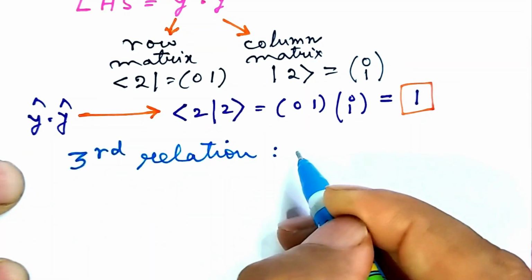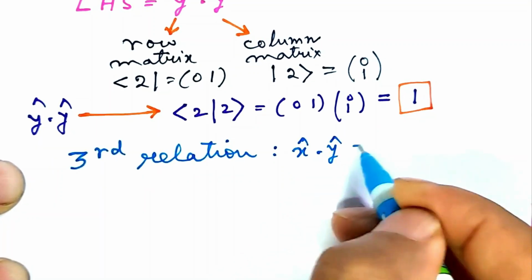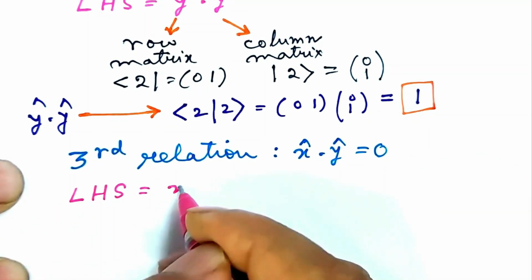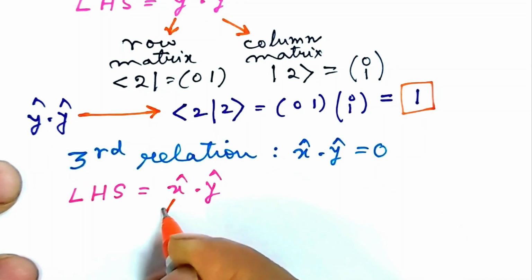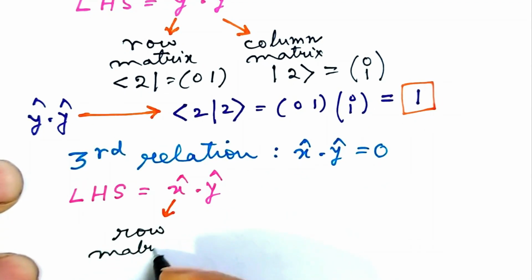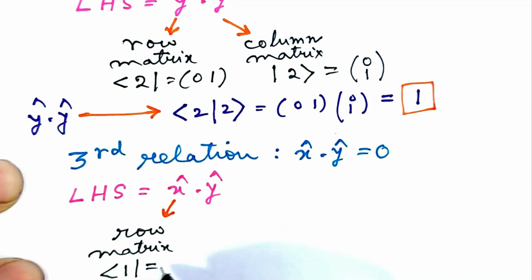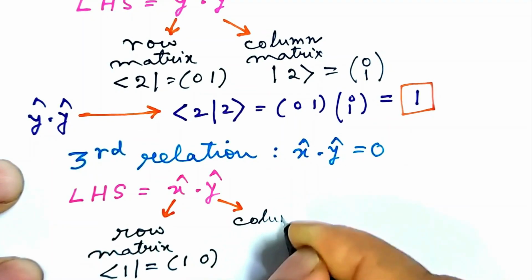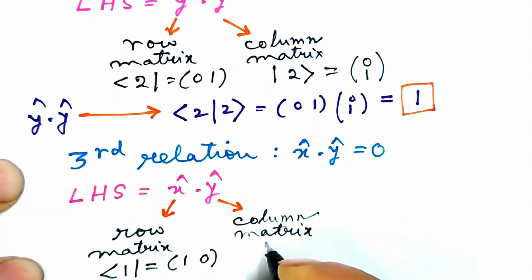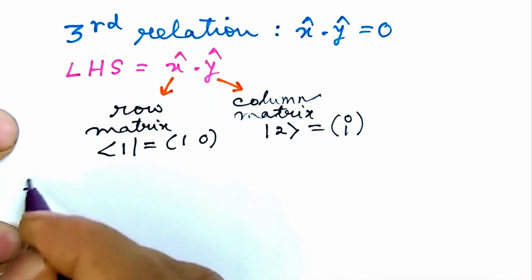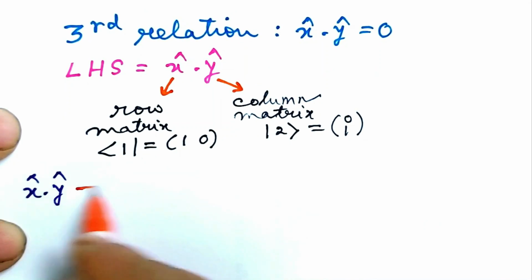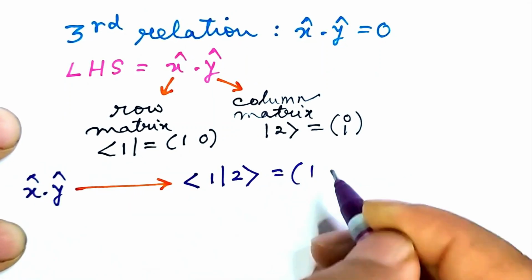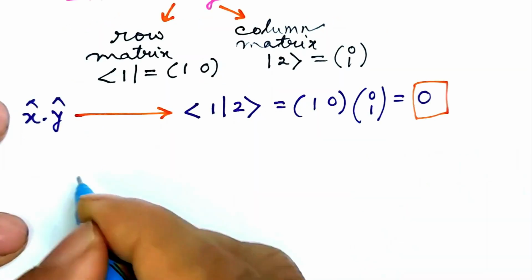Third relation is x hat dot y hat equal to 0. Left hand side is x hat dot y hat. Replace x hat by bra1, which is row matrix 1 0, and y hat by ket2, which is column matrix 0 1. So x hat dot y hat gives bra1 ket2, which generates the number 0.